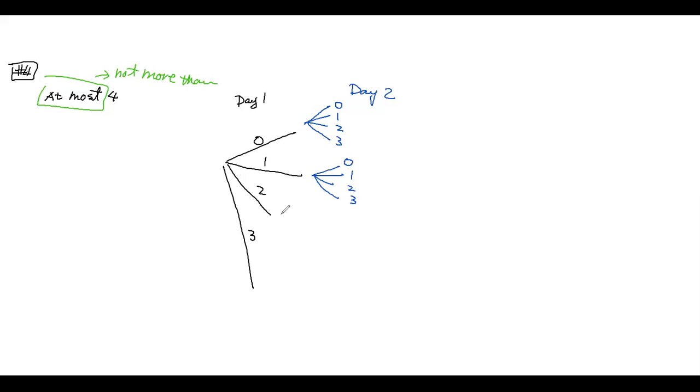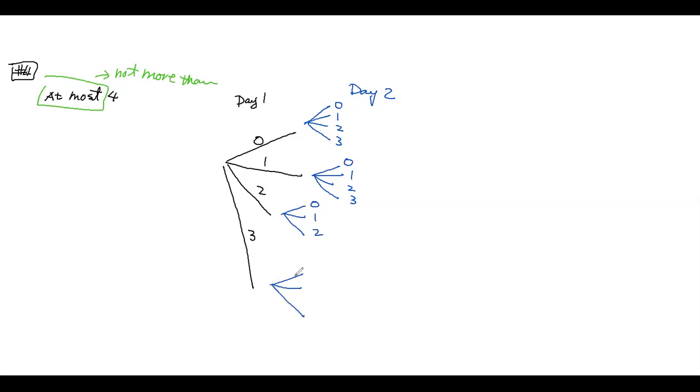Okay, now let's take a look at these ones here. If the student studies 2 hours on day 1, then on day 2 the student can still study 0 hours, 1 hour, and 2 hours, right? So I cannot study 3 hours because at most it's only 4. So 2 plus 2 is 4. So I only have 3 situations here.